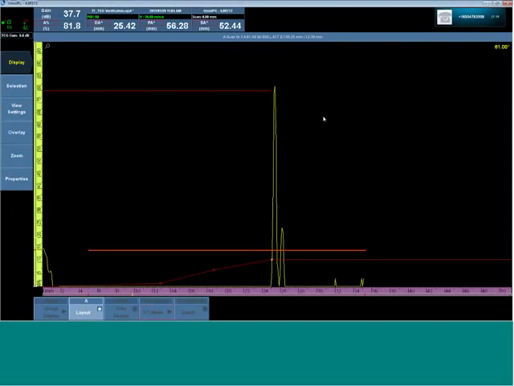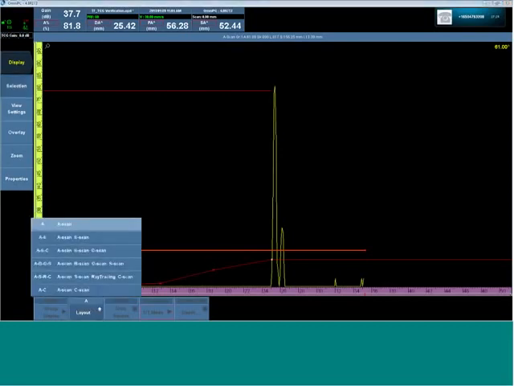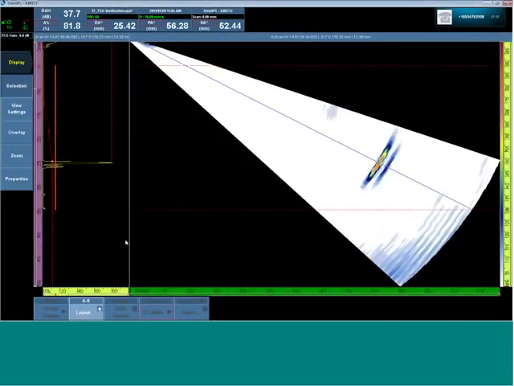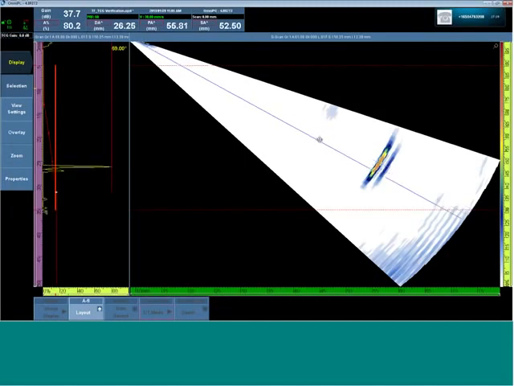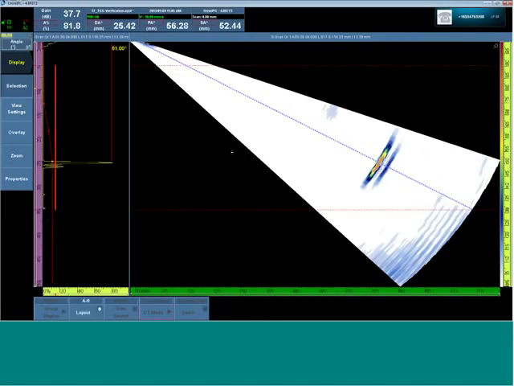Instead of looking at 20 of these A-scan windows or 100 of the A-scan windows, a sector scan type of display is used that's mostly associated with the phased array. This view is simply a way of looking at many A scans simultaneously. All the information here is available here.